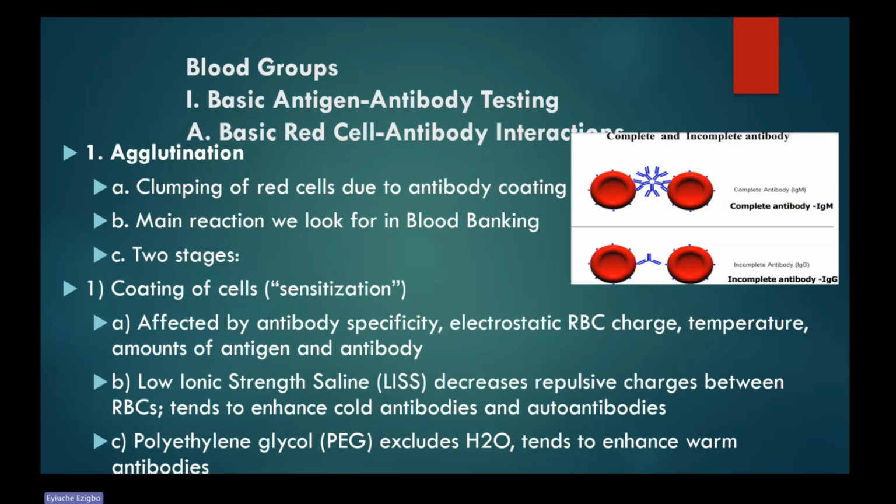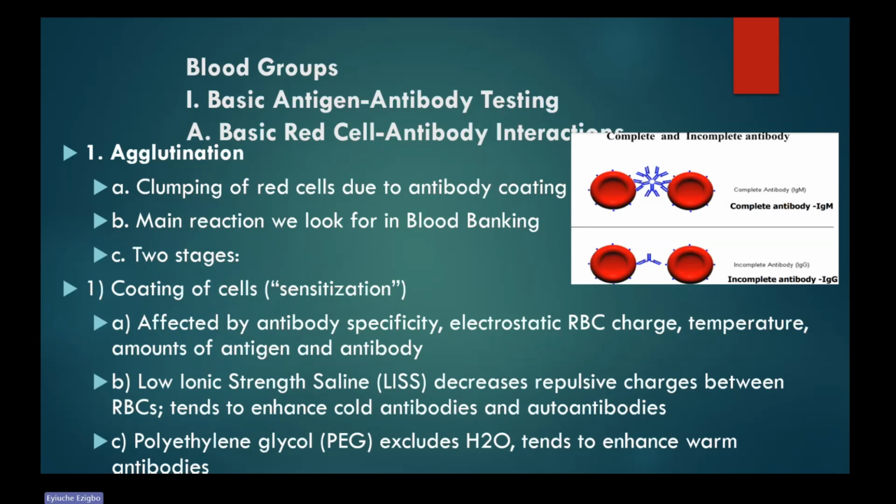We have the first of them, what we call agglutination of red blood cells. Okay, and that has to do with the clumping of red blood cells due to antibody coating. We know that the red blood cells are coated like you see in this diagram here. You can see in these diagrams that the red blood cells have their antigenic structures outside of their cell membranes. So the main reaction we look for in blood banking is agglutination. It causes red cell clumping due to antibody coating.